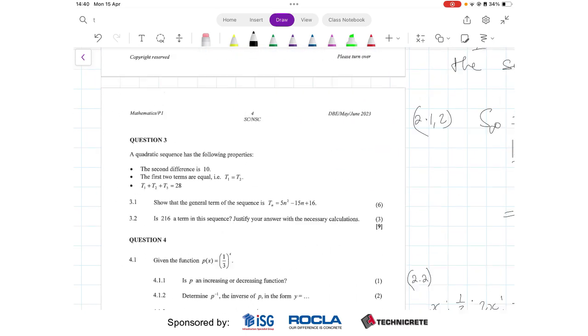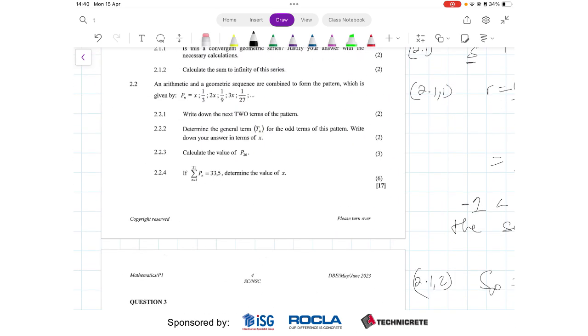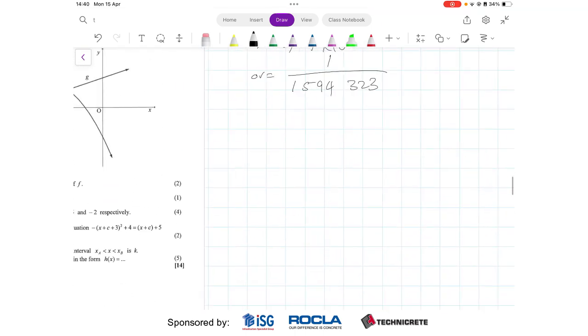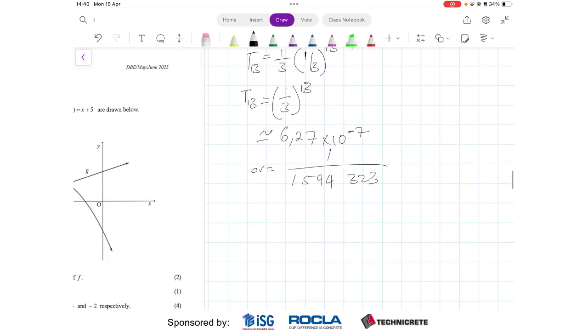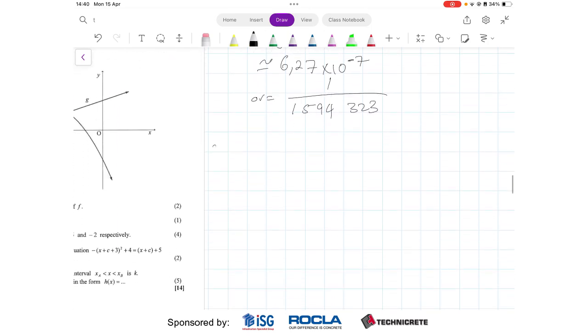And going to the next question, 2.2.4, if the sum to 21 of Pn is equal to 33.5, then determine the value of x, right? So that's going to be 2.2.4. We are asked to determine the value of x if P21 is equal to 33.5.